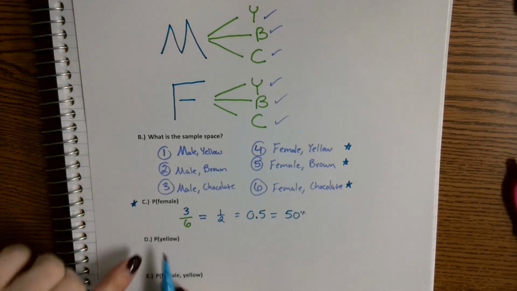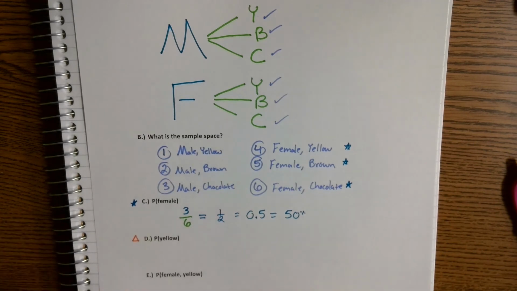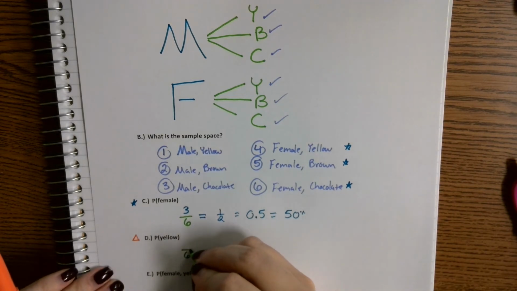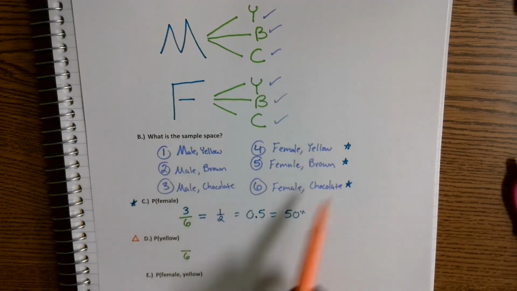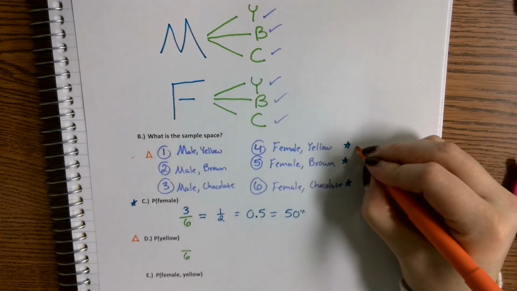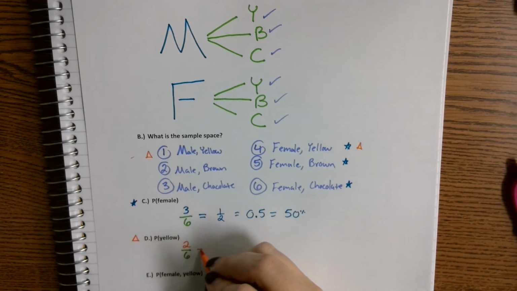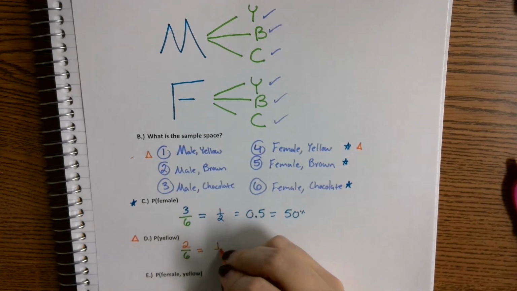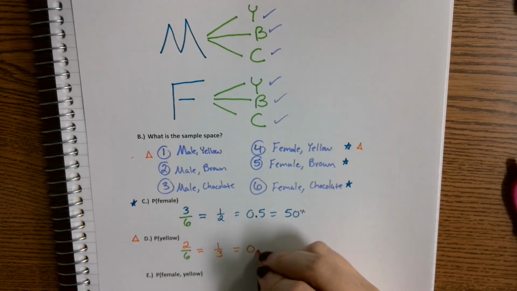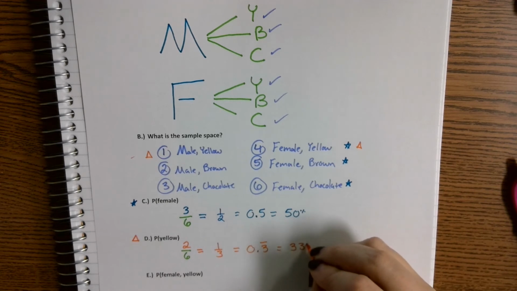Okay, probability for yellow. I'm going to put an orange triangle next to it. Again, the outcome is out of 6. How many outcomes up here have a yellow option? 2 of them. Option 1 and option 4. There's 2 options that have yellow, 2 over 6. Can we simplify? To 1/3, very good. And 1/3 is 0.3 repeated, or approximately 33%.